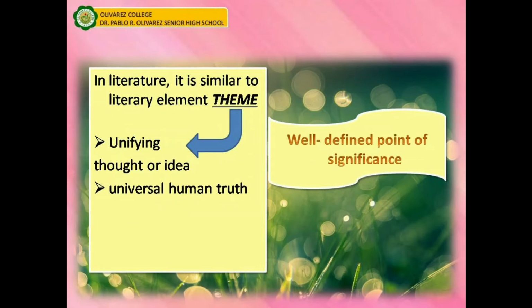The next one is a well-defined point or significance. A well-defined point or significance is something similar to the literary element, theme. The theme is the unifying thought or idea in the text, and this is usually a universal truth reflected in the text.